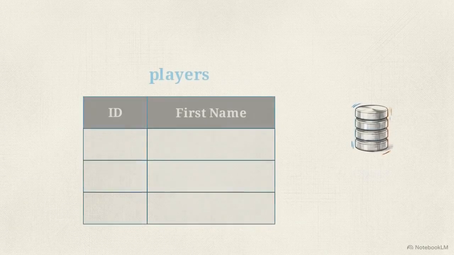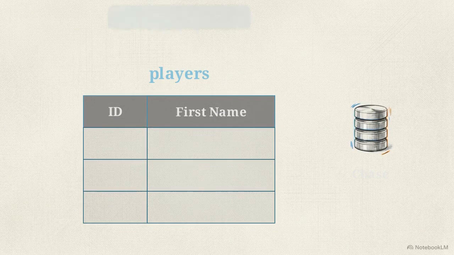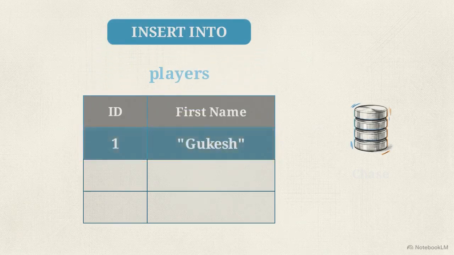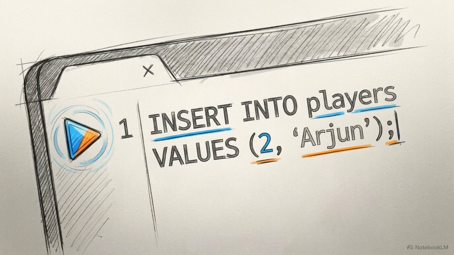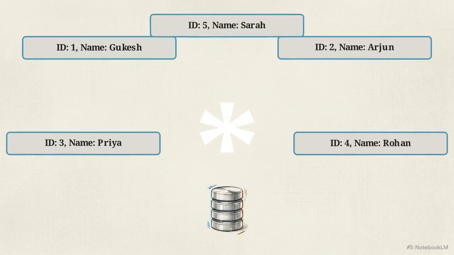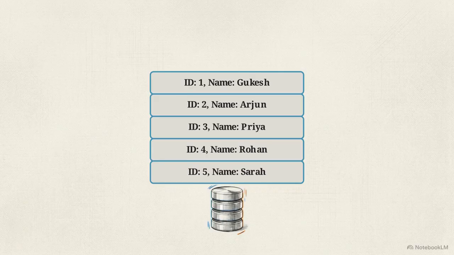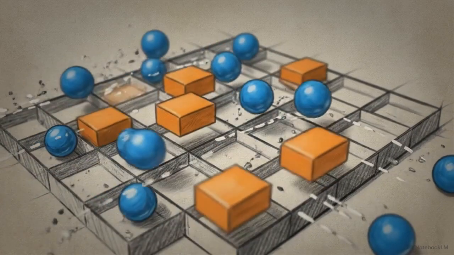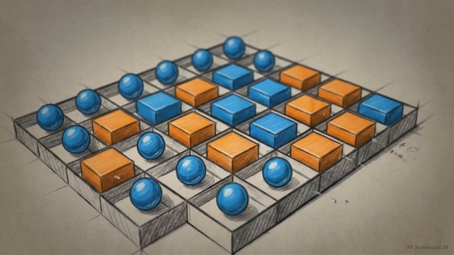Now we can add information to that structure. Use the insert syntax to add your first row, using ID 1 and the name Gukesh. Run a second command with ID 2 and the name Arjun to add another row to the table. To see what you've built, write a select statement. Using the asterisk tells the server to fetch every piece of data from that specific table. When you execute that, the result grid appears at the bottom, showing your data organized exactly as you defined it.